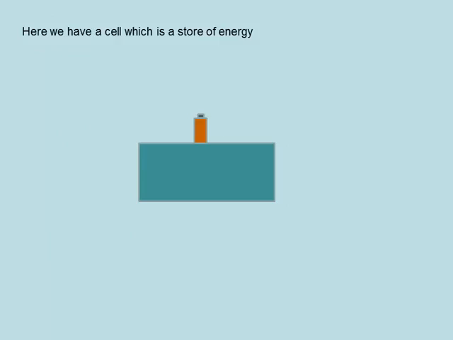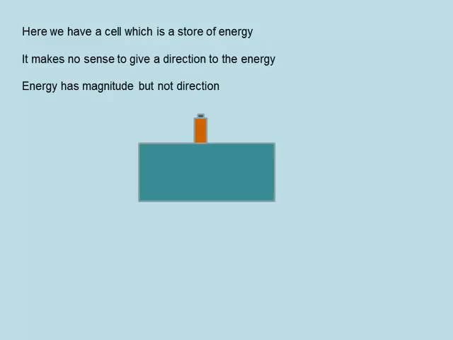Here we have a cell, which is a store of energy. It makes no sense to give a direction to the energy. Energy has magnitude but not direction.